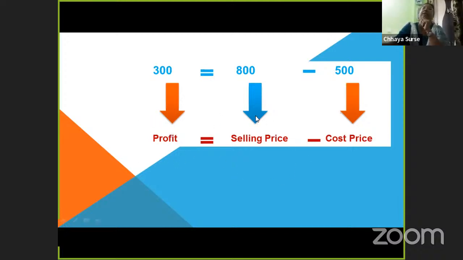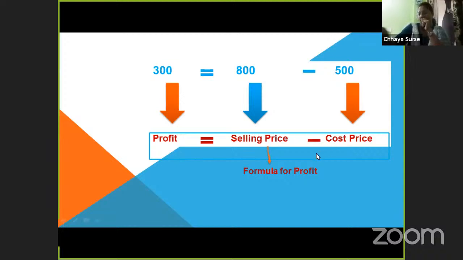So when there is a profit, the selling price is always greater than the cost price. Understood, this is the formula for profit. What is the profit formula? Profit equals selling price minus cost price. Clear? Understood the formula for profit? When we want to calculate profit, selling price minus cost price.